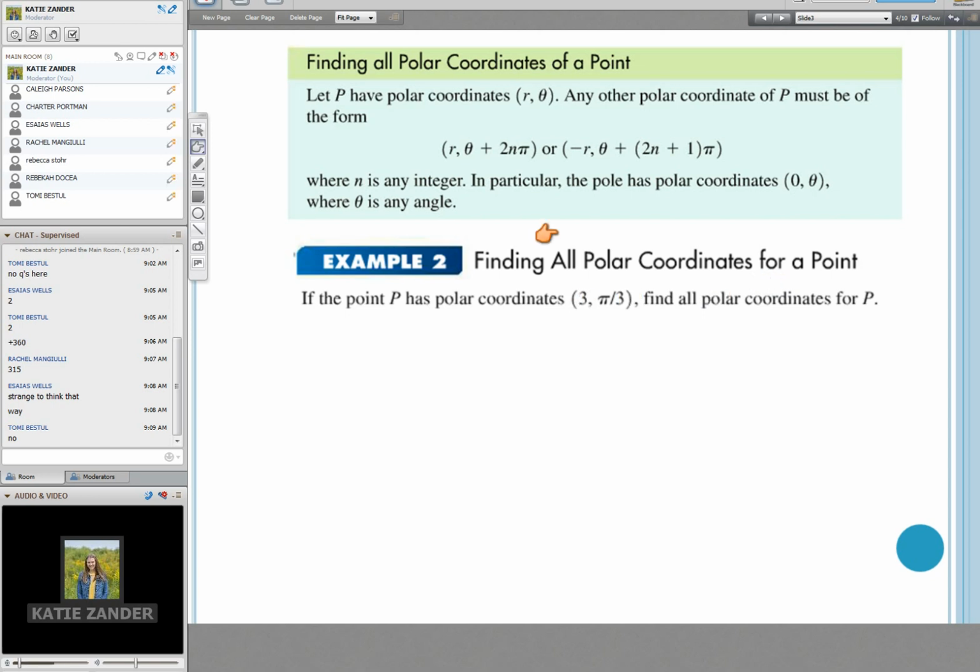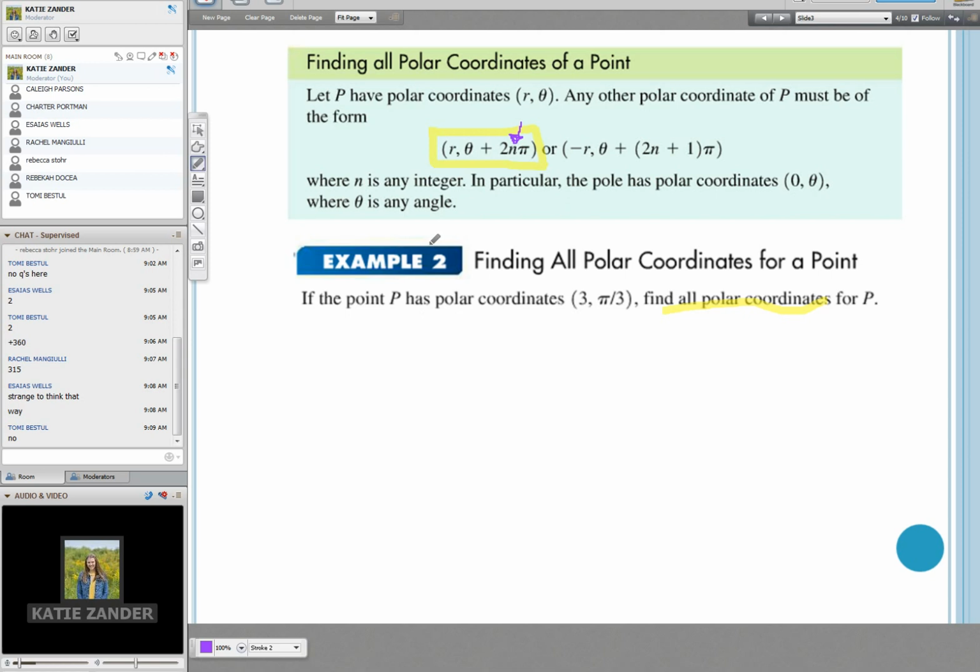All right, so the first thing we're going to do is follow this first rule of keeping r and then adding 2n pi to our theta. Now it does say all polar coordinates in our question, so we want to make sure we leave n in there. That way we can make sure we hit all of the bases.